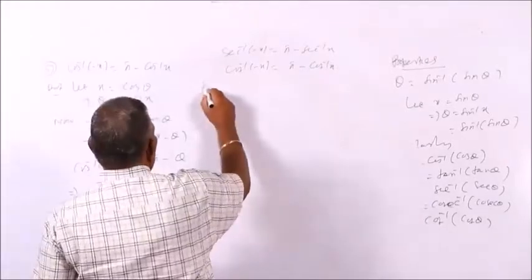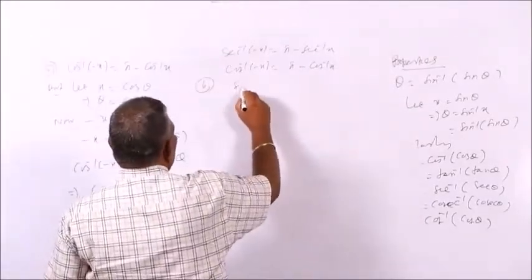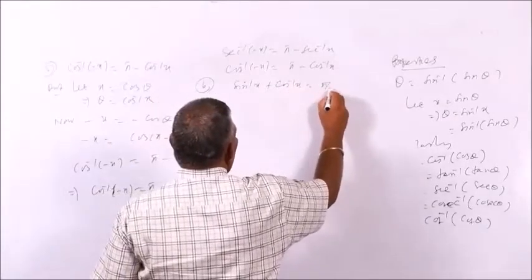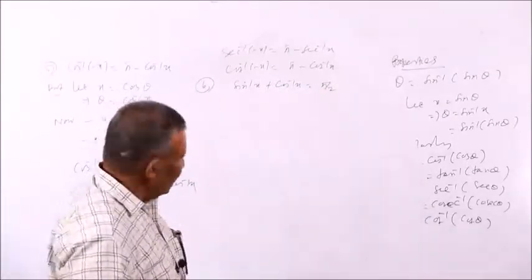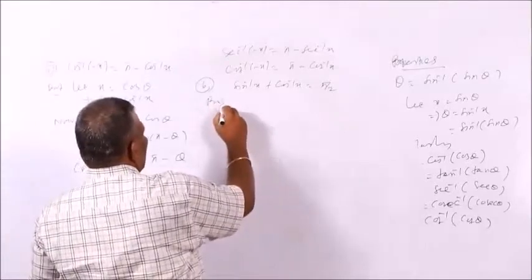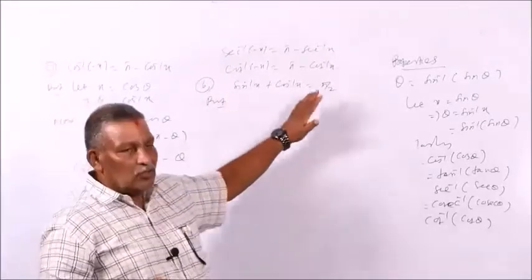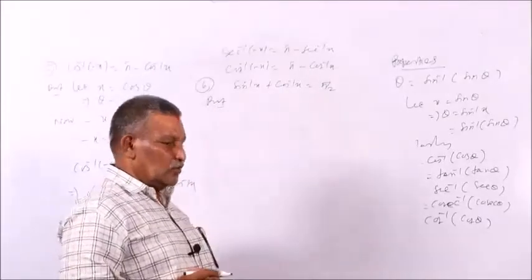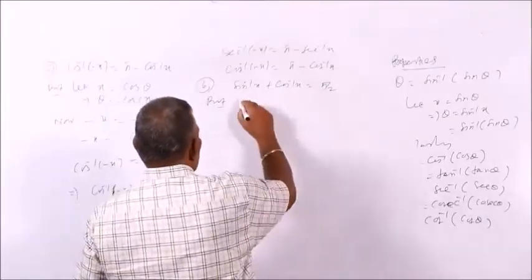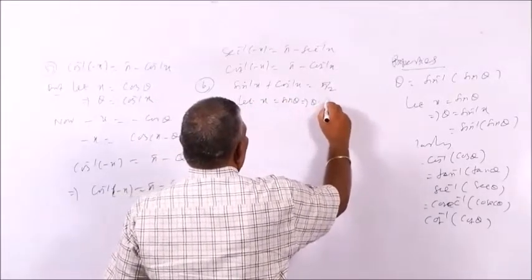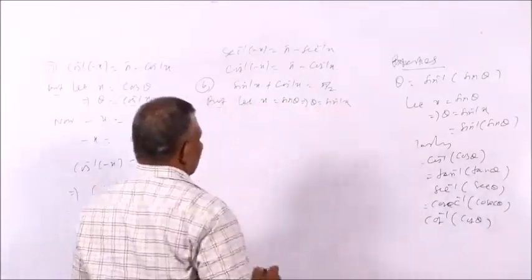Next property, sin inverse x plus cos inverse x equals pi by 2. Either you can take actual sin theta or you can take actual cos theta. You can take according to your own choice. There will be no harm. Let x equal sin theta, which implies theta equals sin inverse x.